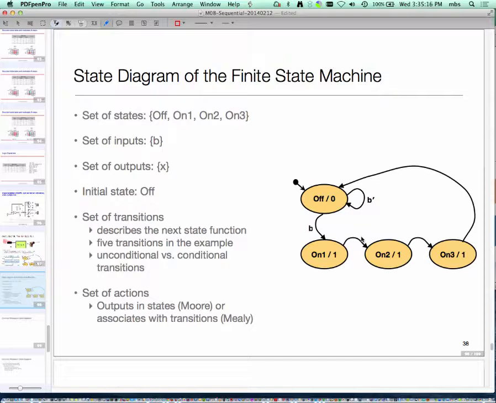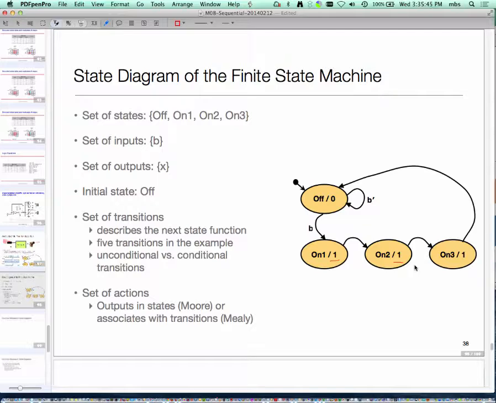So for this example, is it Mealy or Moore? It's Moore, right? Because the outputs are sitting in the state. Remember, the output value is a function of the state only, so it's independent of the input value.